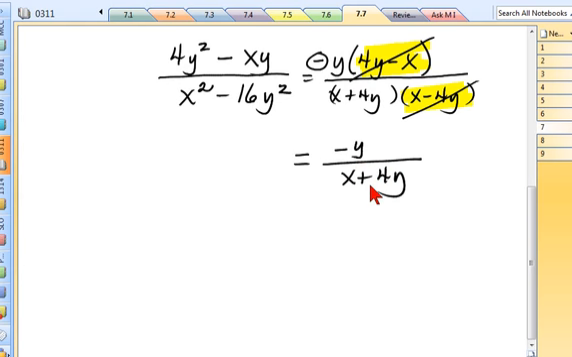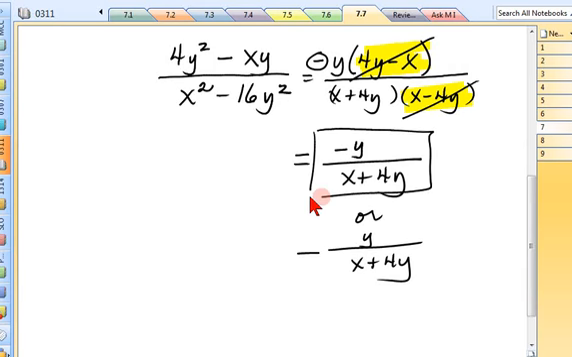But I noticed in the answer sheet that the author of my math lab chose to put the negative sign out in front. And it doesn't matter. Either position is fine, and math lab shouldn't care. I did this one, but it doesn't matter because this is okay too.